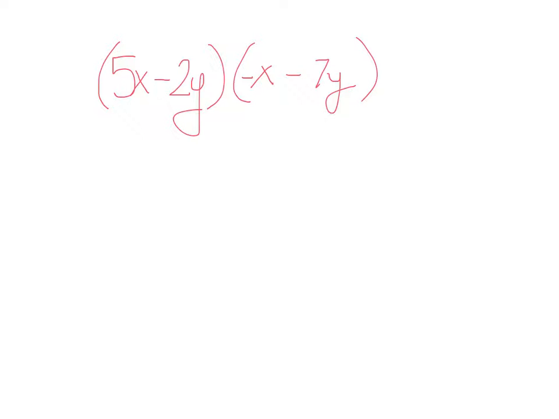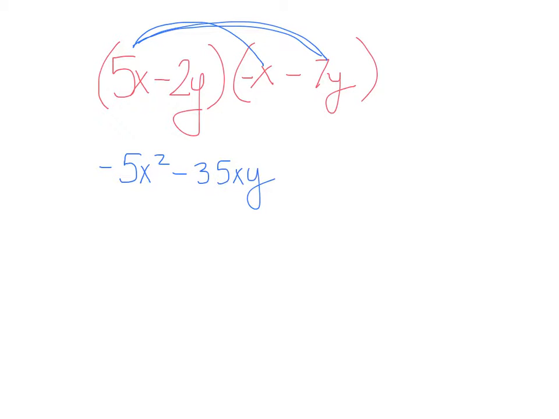Follow the same rules. I take the 5x and I distribute that, and 5x times negative 1x will give me negative 5x squared. Then I take 5x times negative 7, that gives me negative 35. Now, common mistake, I just made it. Make sure you have the letters. The best way to do it is to always put the letters in alphabetical order. So 5x times negative 7y would be negative 35xy.